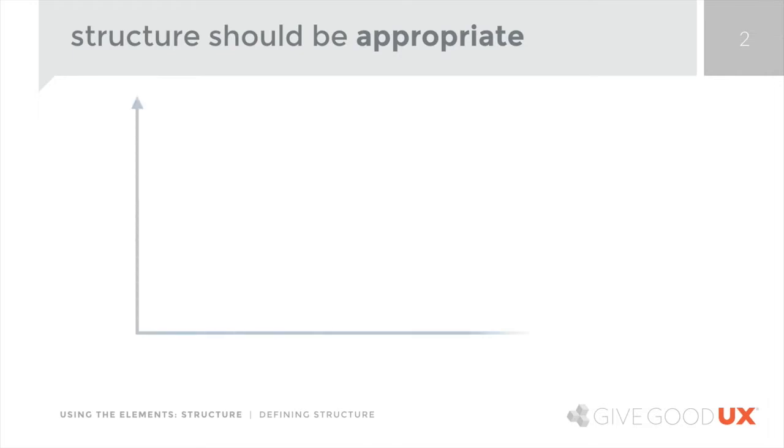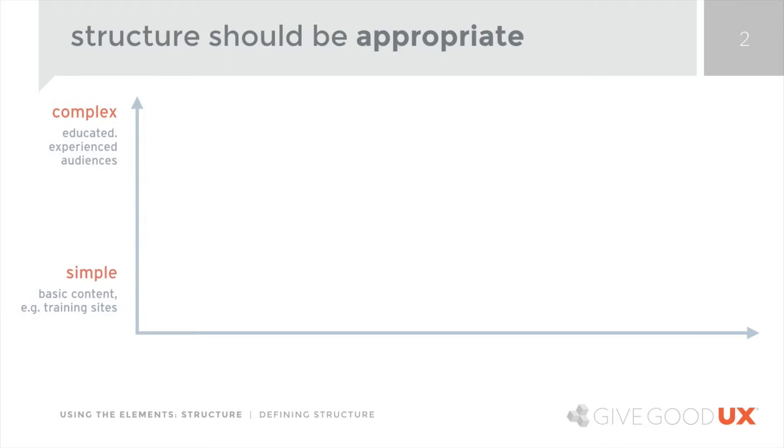Let's talk about how we determine appropriate structure. Think of an axis. On one end, on the left end of the axis, we have things that are very complex, okay? Things that are for more educated audiences who already have a deep understanding of the content or the tasks or actions that are going to take place, who have a certain degree of familiarity with what's being presented. At the bottom of the scale, you have things that are very simple, okay? This is basic content. Think of things like training sites. You're going to teach somebody how to do something that they haven't done before, or you're introducing content that's unfamiliar to them in some way.